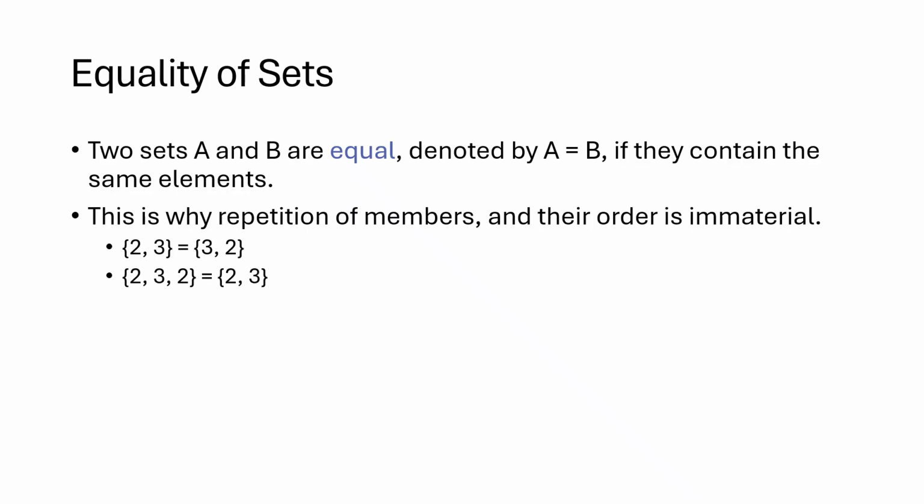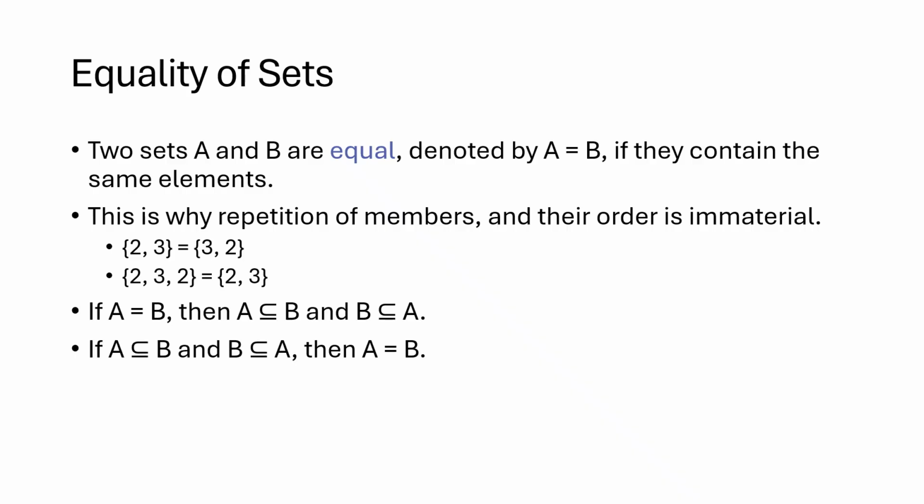And that's basically the reason behind why the order of the elements in a set does not matter, or why repetition of elements is not important in a set. Another way of thinking about equality of sets is we say two sets are equal if each one of them is a subset of the other. So A is a subset of B and B is a subset of A, which means everything that is in A is also in B and everything that is in B is also in A.